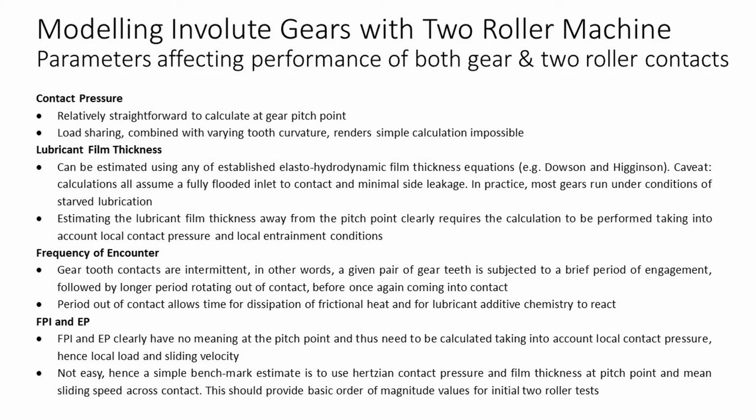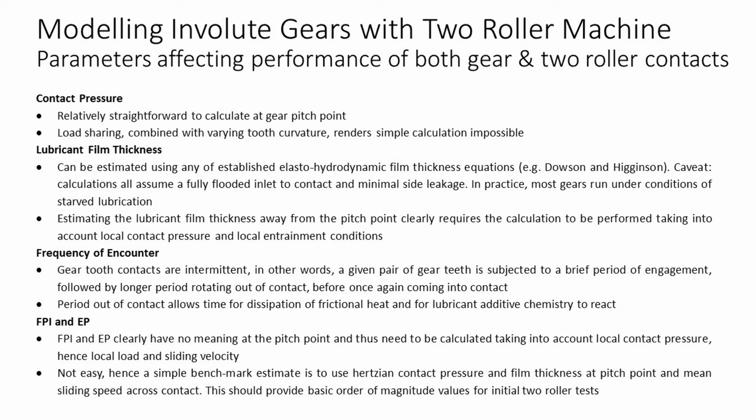Gear tooth contacts are intermittent, of course. In other words, a given pair of gear teeth is subjected to a brief period of engagement, followed by a longer period rotating out of contact before once again coming into contact. The period out of contact allows time for dissipation of frictional heat and for the lubricant additive chemistry to react. It is well known that in gears running at very high speeds, the frequency of encounter can be too short to allow the chemistry to work, resulting in scuffing.